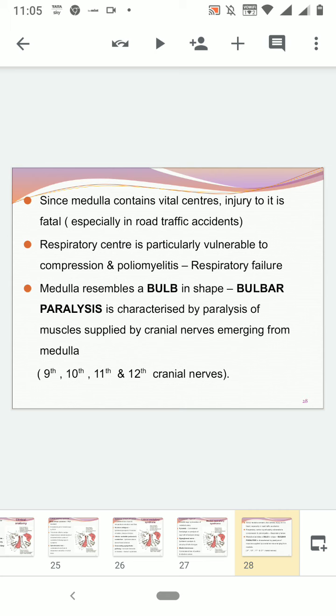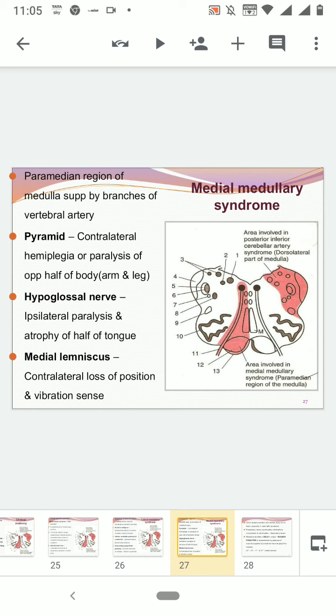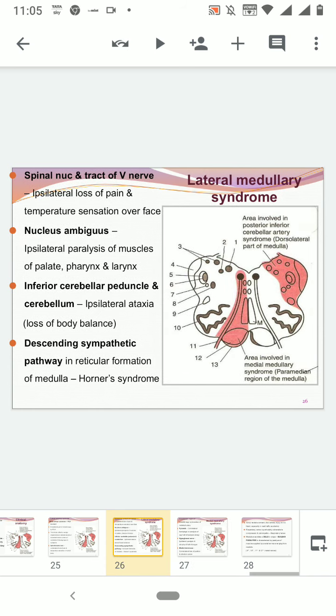Remember that there are 2 syndromes caused by the typical blood supply of the medulla. You have the medial medullary syndrome and the lateral medullary syndrome. And remember always that the medulla is supplied by the posterior circulation, that is by the vertebral arteries. I think it will be a little easier when we explain with slides. So it is just a trial.